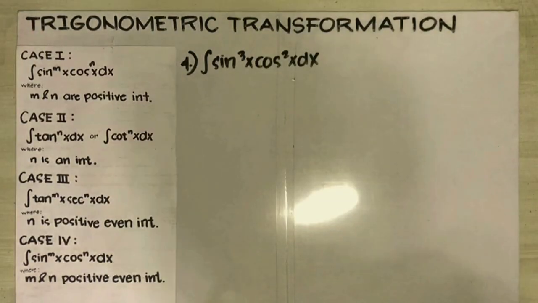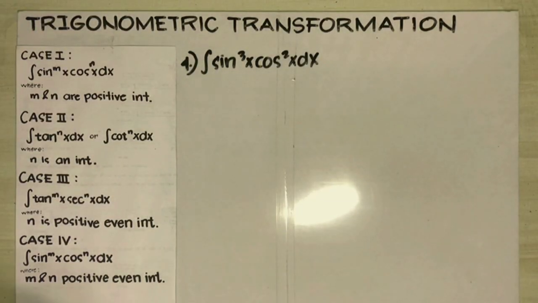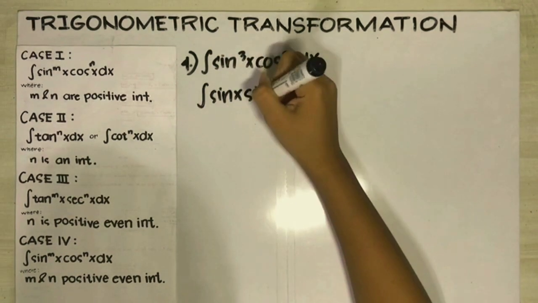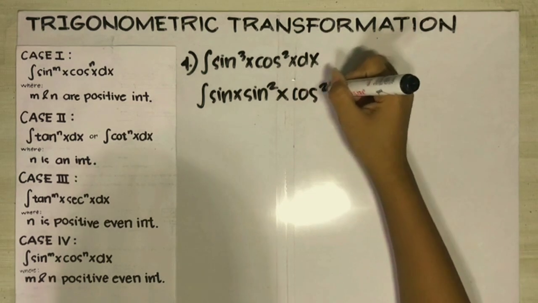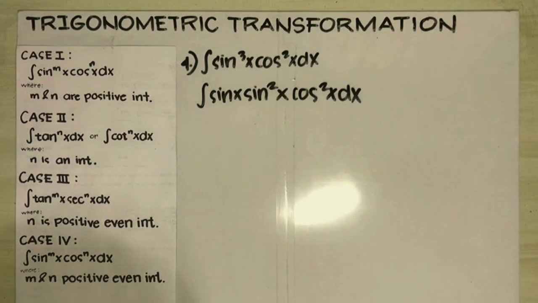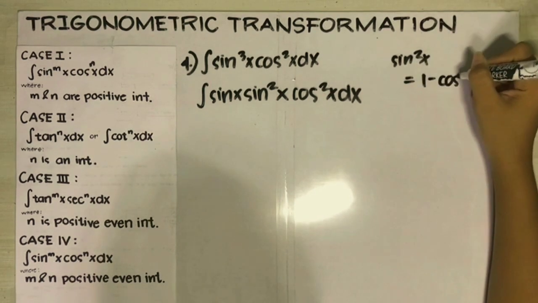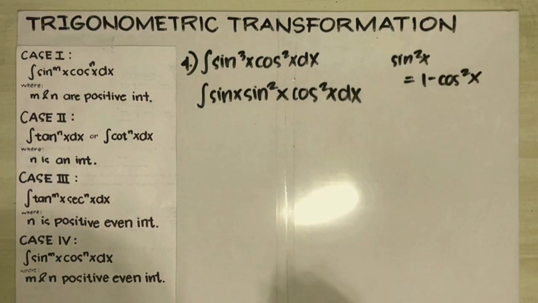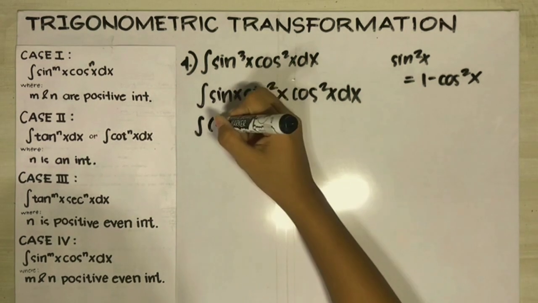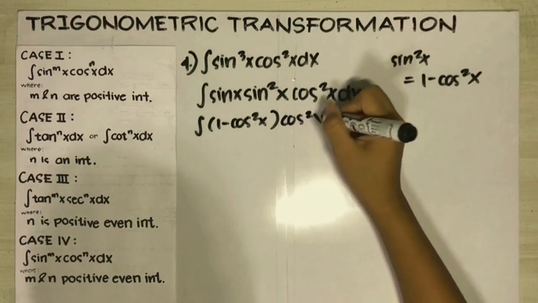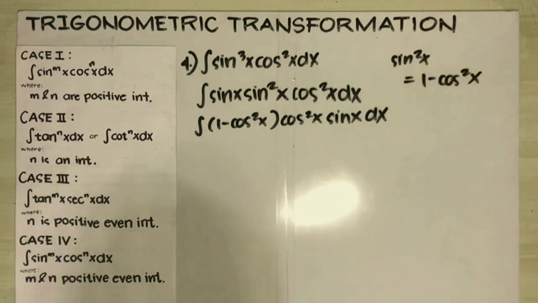Our fourth problem is the integral of sine cube x times cosine cube x dx. Again, let's rewrite first our expression. Here, we know that sine square x is equal to 1 minus cosine square x. So let's rewrite our equation to the integral of 1 minus cosine square x times cosine square x times sine x dx.